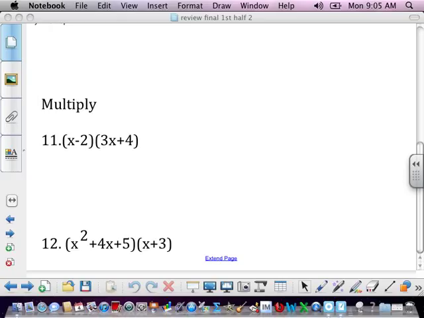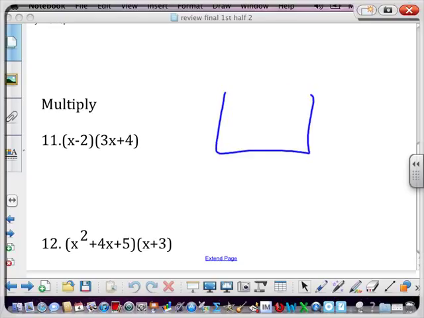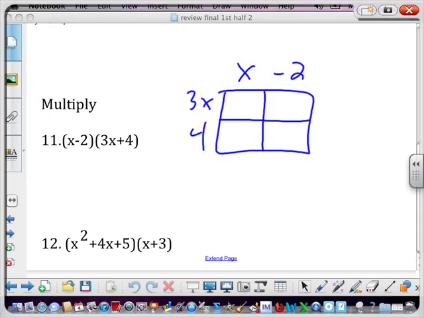We've got x minus 2 times 3x plus 4. So for this, we're going to make the box. We're going to put on the outside x minus 2. We're going to put right here 3x and 4. And then we're simply going to multiply everything. 3x times x is 3x squared. 3x times negative 2 is negative 6x. X times 4, is everybody following me? X times 4 is 4x. And 4 times negative 2 is negative 8.